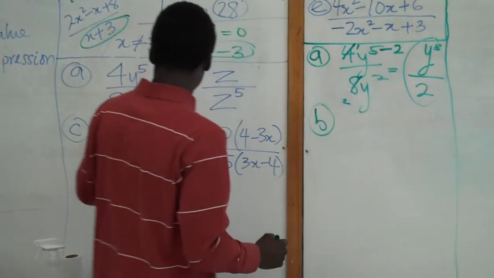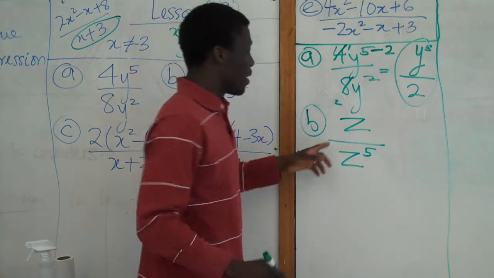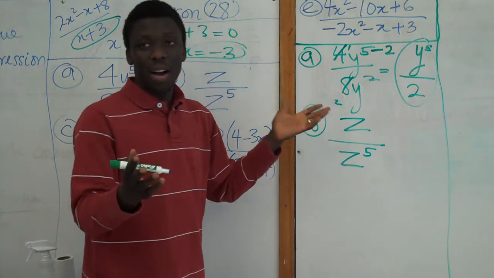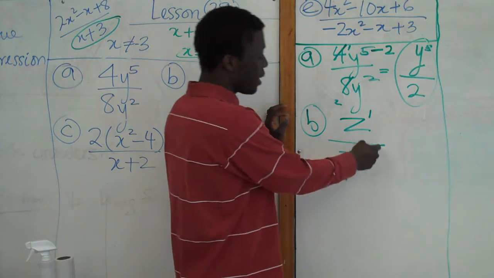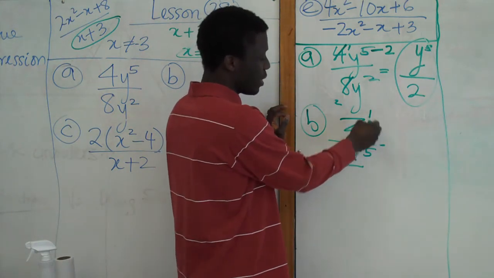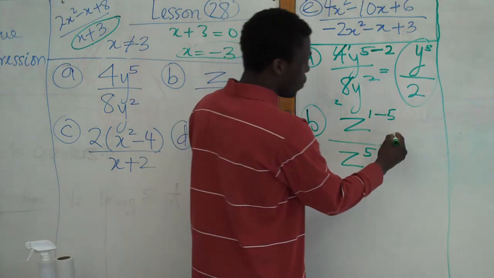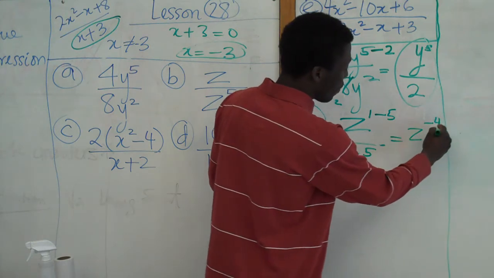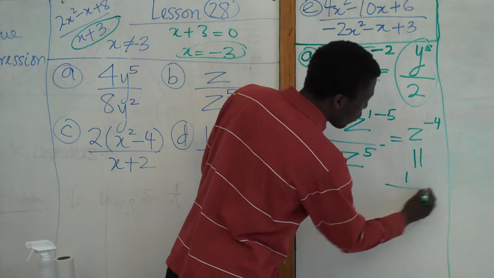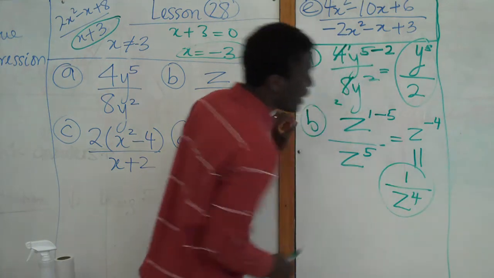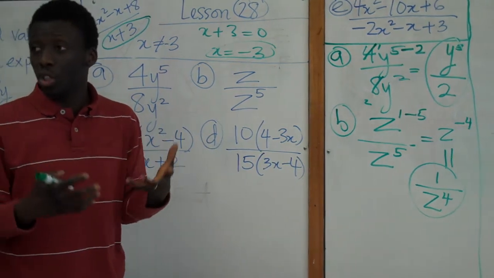B, when you have z divided by z to the 5th power, all you do is simplify using, again, one of the laws of indices, which says that we can bring this exponent to this. So it's basically z to the first power minus 5, which is equal to z to the negative fourth power, which is equal to 1 over z to the fourth. That's another way of writing it. And that's how you simplify that problem. Again, this should be helpful to geometry students.